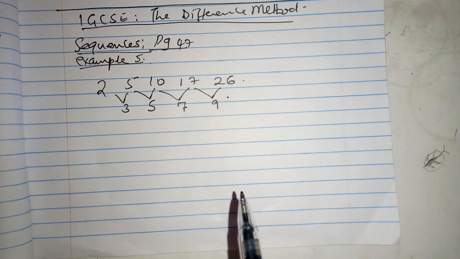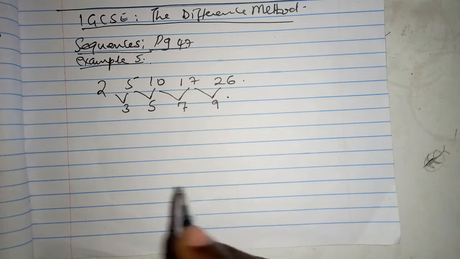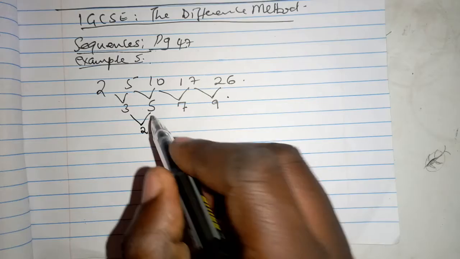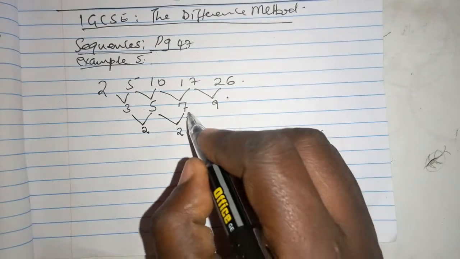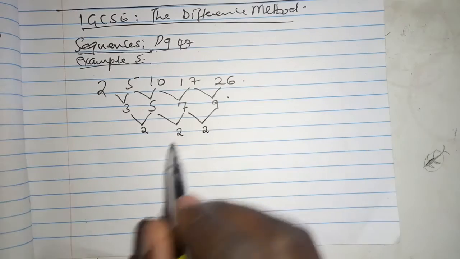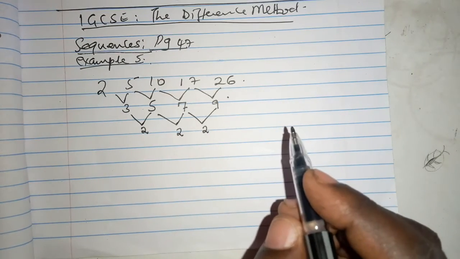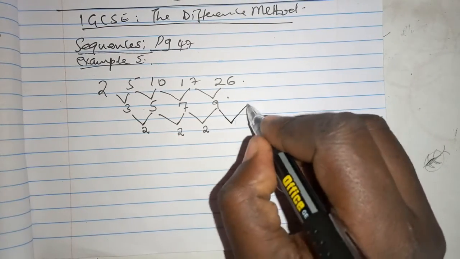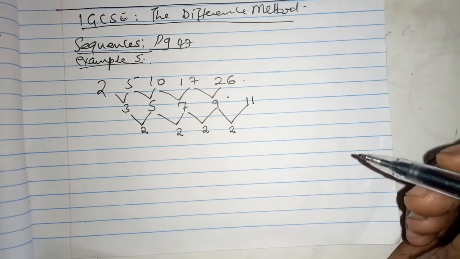If it is not consistent, what then do we do? If you look at this, the difference between this and this is 2. The difference between this and this is again 2, and between this and this is again 2. So this one is now consistent. And when it is consistent, the difference between 9 and the next will still be 2, so there'll be an 11 there.